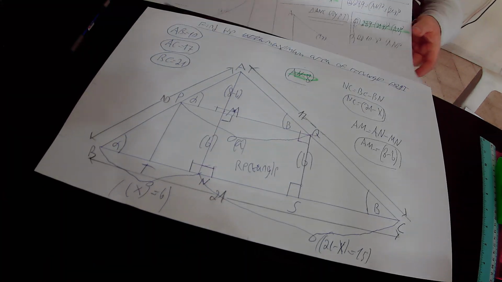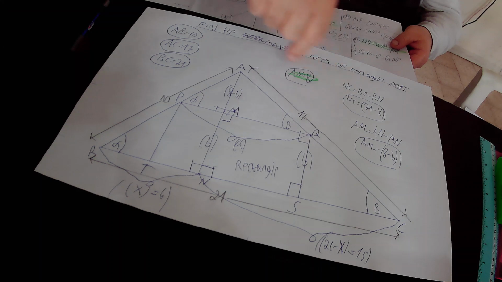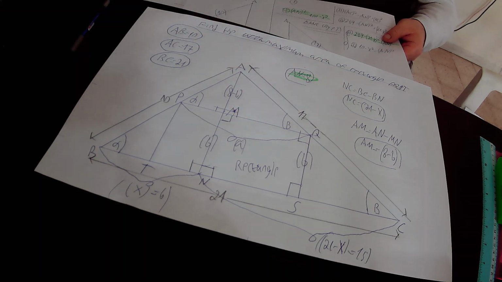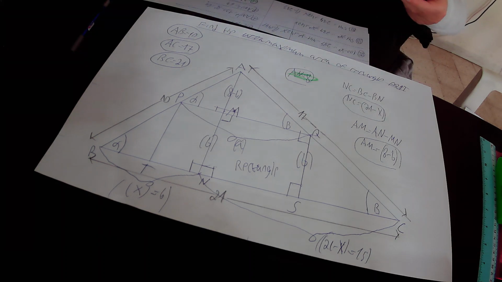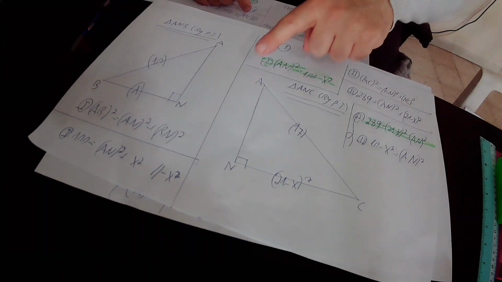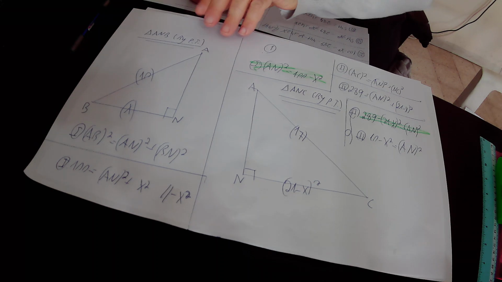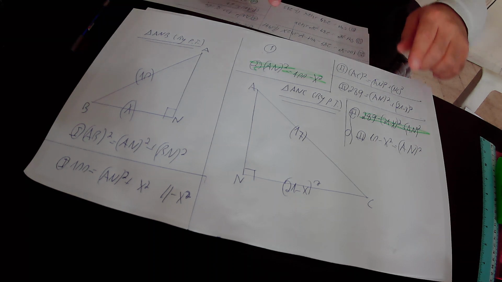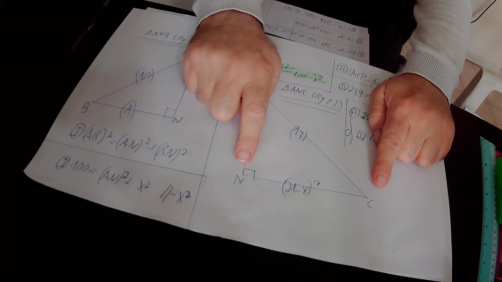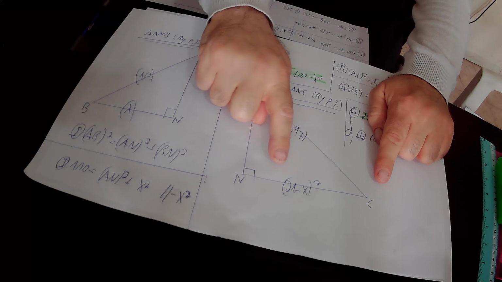In the next step, I copied this right triangle ANC onto a new page. We implement the Pythagoras theorem in this right triangle ANC. This is the right triangle ANC that I redrew from the original drawing. The hypotenuse AC equals 17 units in length, according to what is given in the question. We also found that side NC equals 21 minus X.